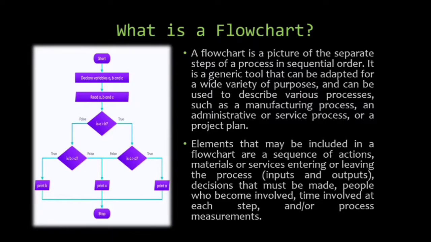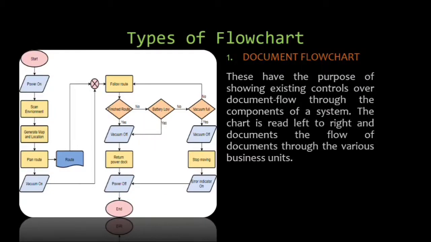Elements that may be included in a flowchart are a sequence of actions, materials or services entering or leaving the process, decisions that must be made, people who become involved, time involved at each step, and other processes, etc. So, types of flowcharts. Basically there are four types of flowcharts. We will discuss them one by one.